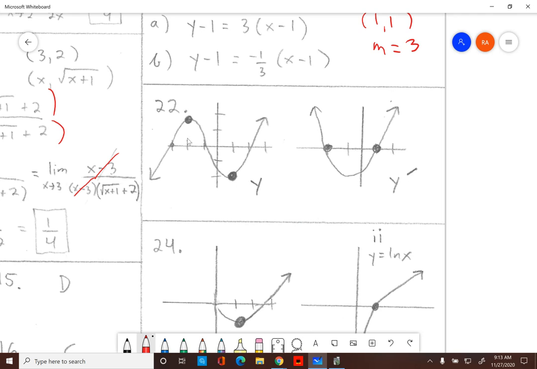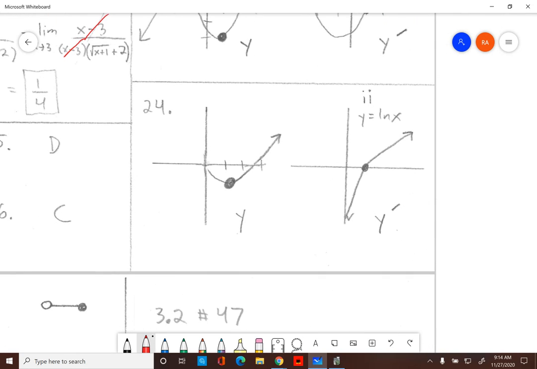When the original graph is increasing, the derivative graph is going to be positive because the slopes of the tangent lines are going to be positive. And when the original graph is decreasing, the derivative graph is going to be negative. And when the original graph is increasing, then the derivative graph is going to be positive. So just kind of playing around with this idea in 22. And 24 is kind of doing the same thing. So it just gives us some graphs.